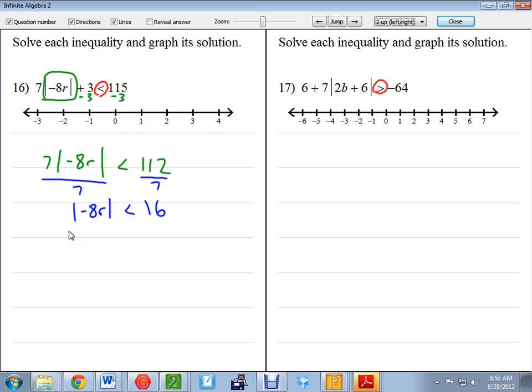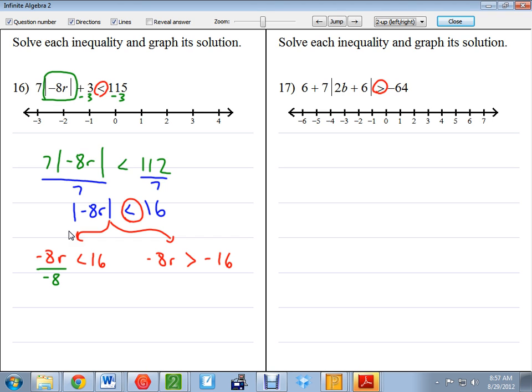Now this is going to get me two equations. The first equation is exactly like this one without changing anything with the absolute value. So negative 8r is less than 16. The second equation is found by changing the sign of the answer, negative 16. But if we change that sign, it's kind of like dividing by a negative, so we have to flip the inequality sign around as well. So these are my two simple inequalities that we can solve and then graph.